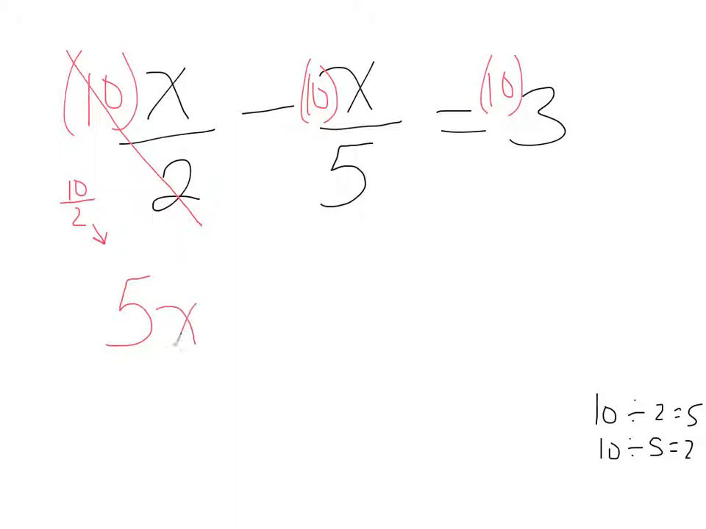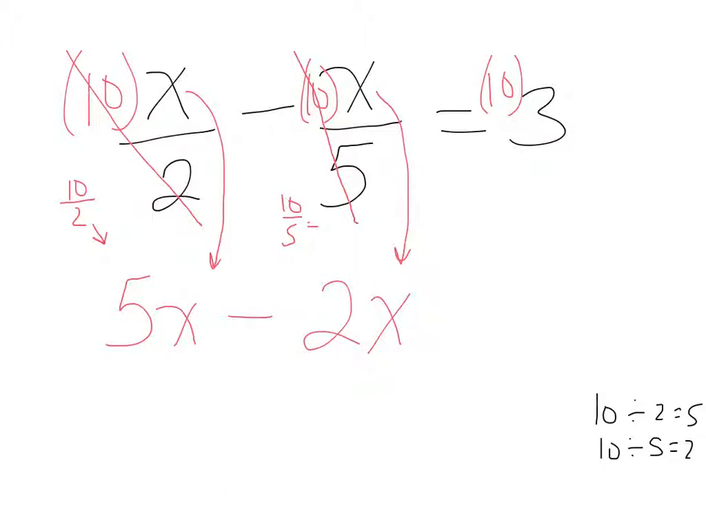Okay, so 5x, because that x came from there. And then 10 divided by 5, right? 10 over 5 gets reduced to 2. And then we write the x, because that came from there. And then finally, 10 times 3 is 30. So then we have 5x minus 2x is 3x. 3x equals 30.